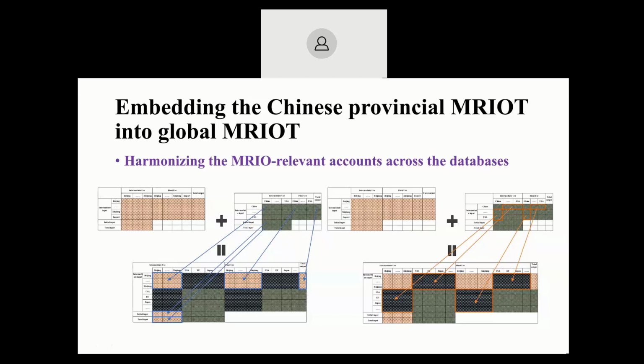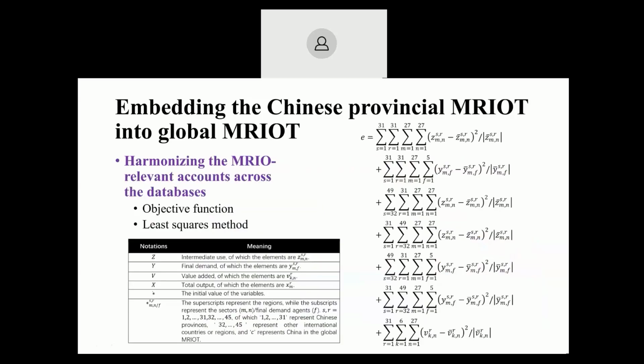Based on these initial estimates, we know that it does not meet the requirement of the balance of the IO system. So in the next step, what we do is rebalance the table. Here we use the least squares method to build the balancing model. This is the objective function. Basically, we measure the sum of squared errors of the elements, weighted by the initial estimates we get from the last step.